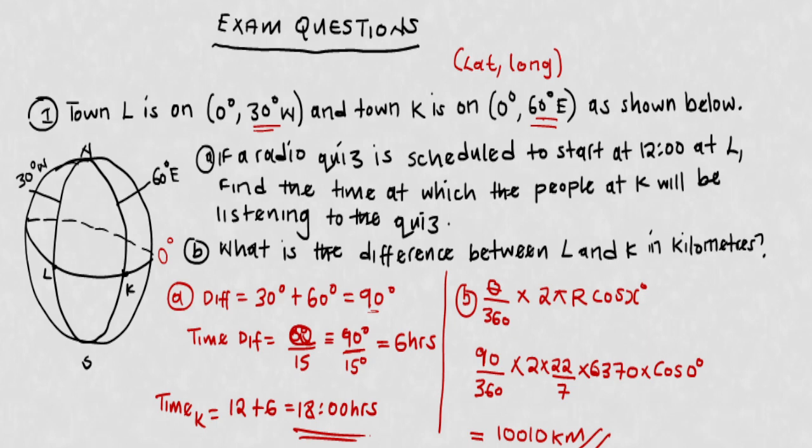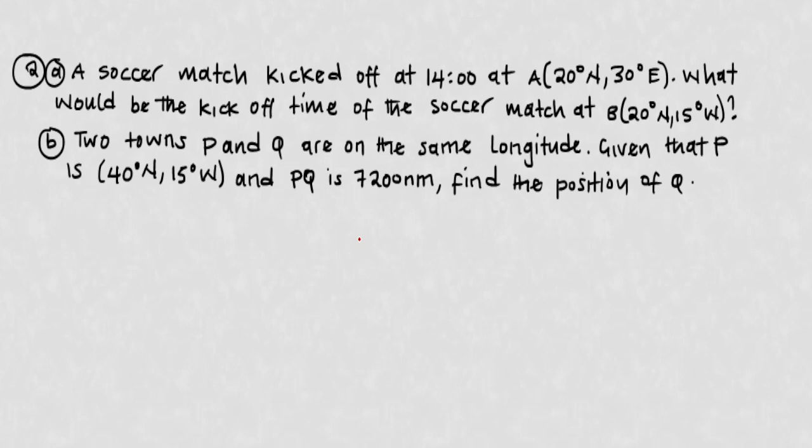Now we're going to look at another question so that we can have a good understanding of this topic. Let's look at example number 2. A soccer match kicked off at 14 hours at A, 20 degrees north, 30 degrees east. What would be the kick-off time of the soccer match at B, 20 degrees north, 15 degrees west?